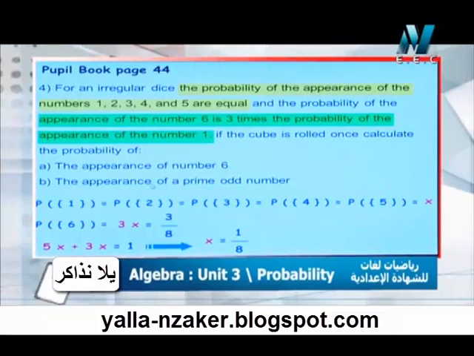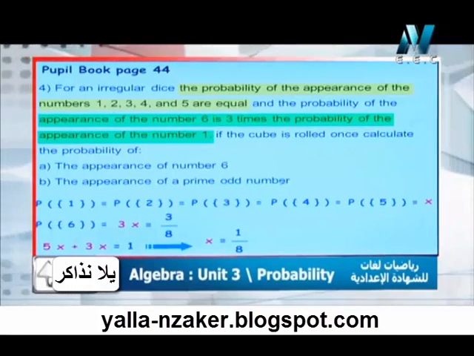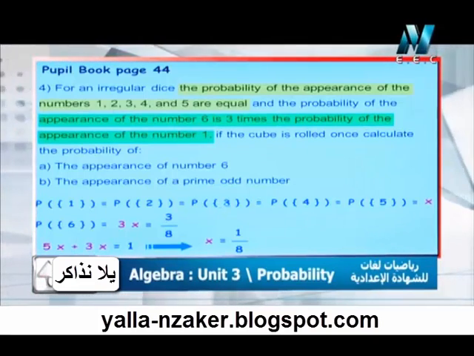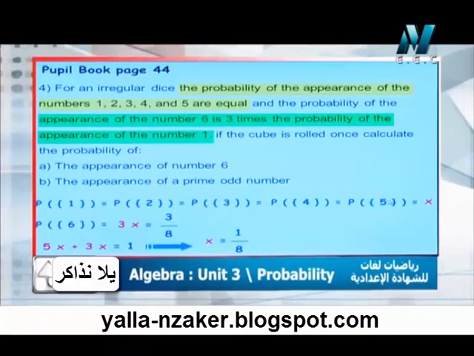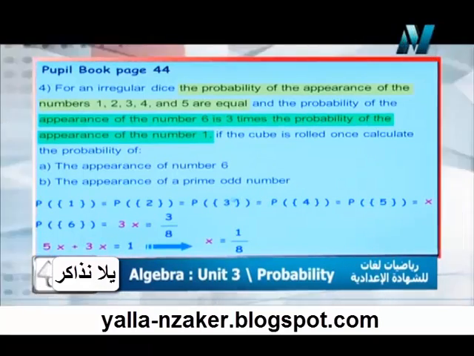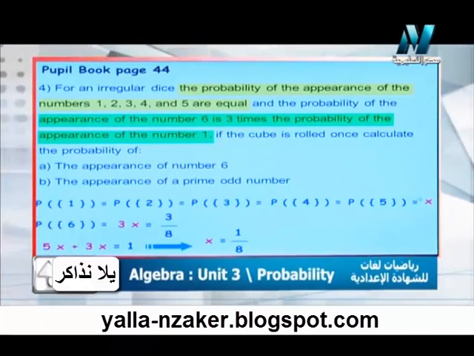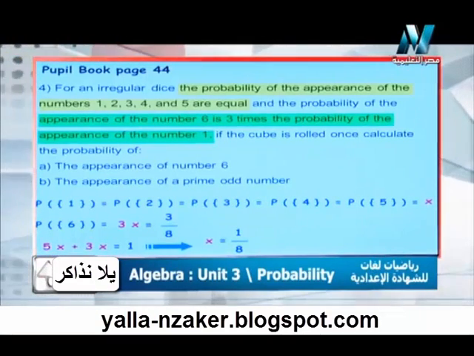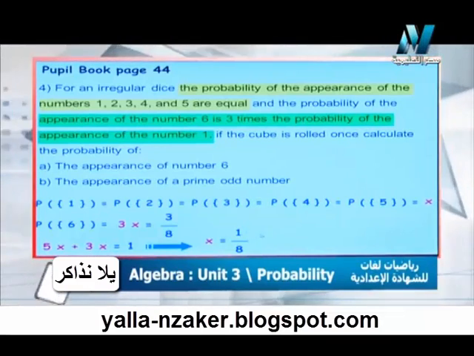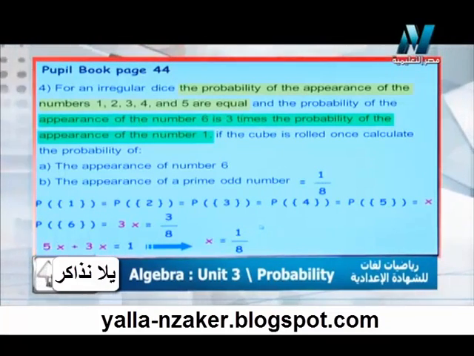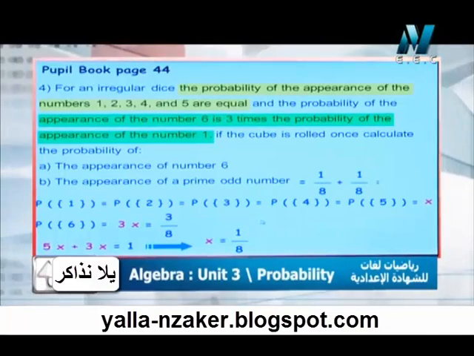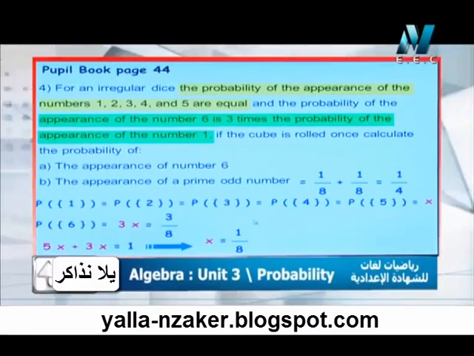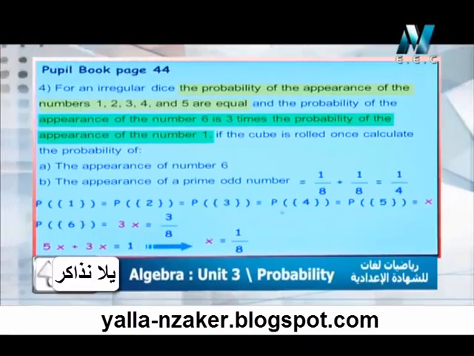Now, the probability of appearance of a prime odd number. How many prime odd numbers? I have 2 prime odd numbers, which are 3 and 5. What's the probability of 3? We found it's x, which is 1 over 8. And what's the probability of 5? Also x, which is 1 over 8. So the probability of a prime odd number is 1 over 8 plus 1 over 8, and the answer is 1 over 4. A very strong question.